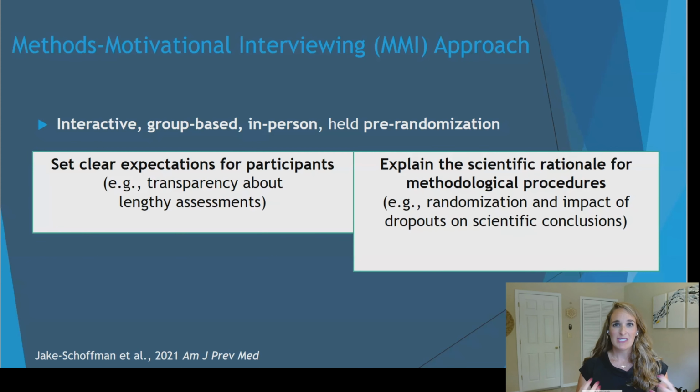For example, we dig into what randomization is. It's similar to flipping a coin. Why is that important for us to be able to test our questions rigorously?